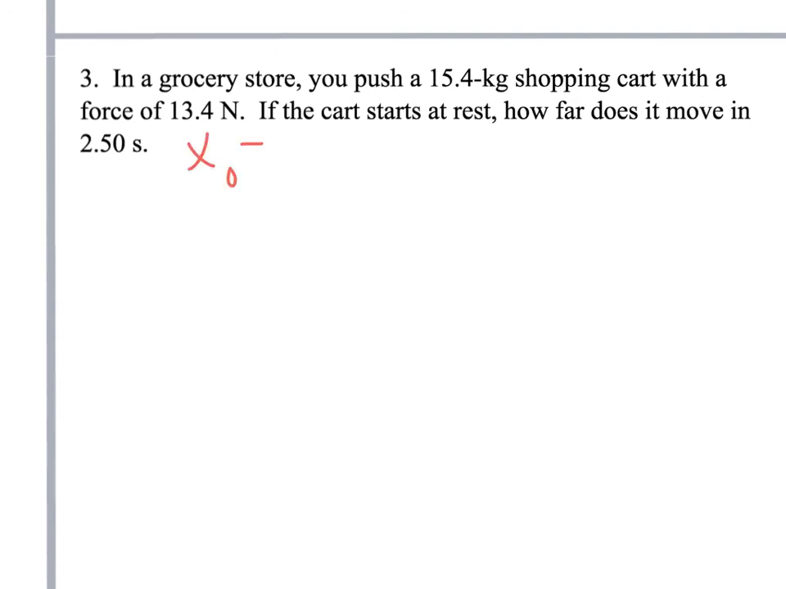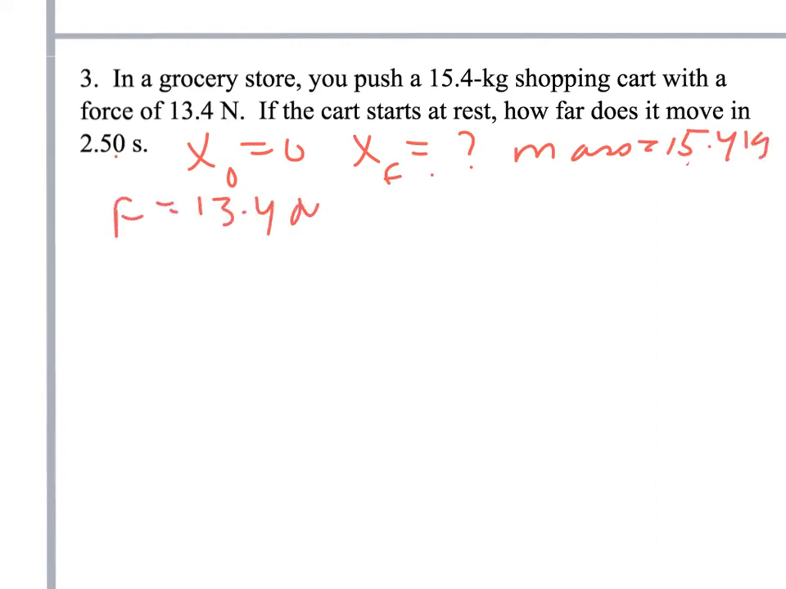So x naught, we'll assume it's 0, and then x final we don't know, and we're not really given enough parameters to say. We just know 2.5 seconds, so we want to find that. And then we know the force is 15.4. Oh no, I'm sorry, that's not the force. The mass is 15.4 kilograms, the force is 13.4 newtons, and the time is 2.5 seconds. So we wrote down all the things we know, and we want to find what we don't know.